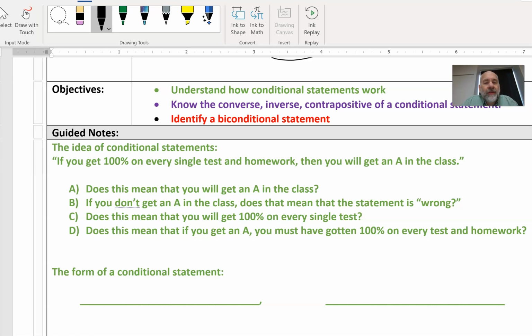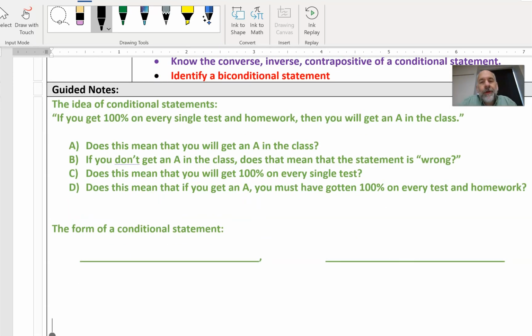So the idea of conditional statements, I gave an example here. If you get 100% on every single test and homework, then you will get an A in the class. This is a true conditional statement for this class. So I want you to ask those 4 questions and say, are any of those things true? Pause the video so you have a chance to read it. So if you look at those, they all should be not necessarily. There's none of those statements that are definitely true.